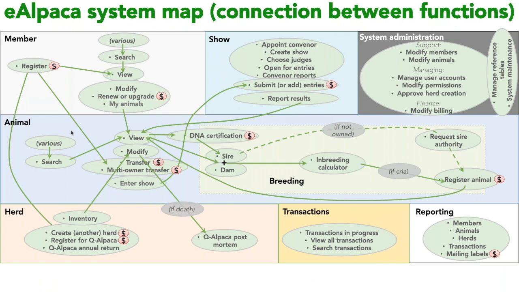The other view that I'm showing you now is a map view, and this is a connection between the various parts of the system and how they're linked. So you can see, for example, in the top left-hand corner, that when you register as a member, there is a fee associated with that, so the little dollar sign, and that will then let you do the various functions associated with being a member, including creating another herd, or viewing members, or starting to register animals. So that's how the system connects. Some people find that picture helpful. So they're the two perspectives on the system.